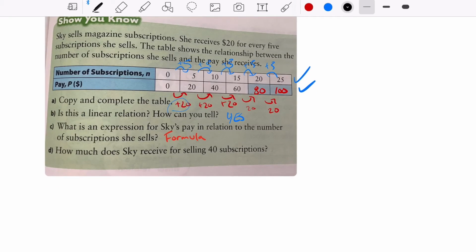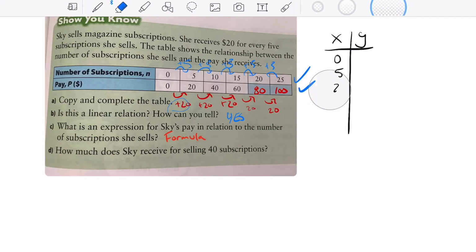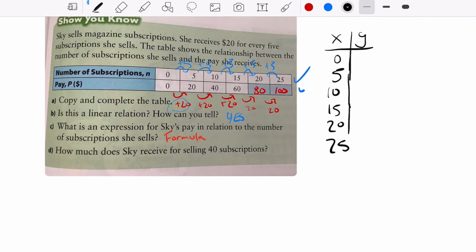But anyway, so this is a little bit of a harder table because when you draw it out, I'm just going to draw it on this side. You have 0, 5, 10, 15, 20, and 25. Okay, and then on this side over here, on the Y side, you have 0, 20, 40, 60, 80, and 100.